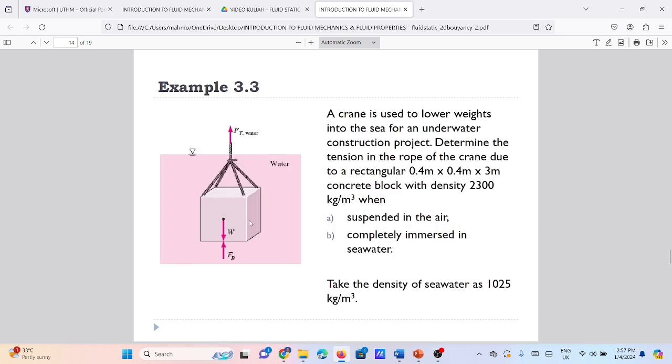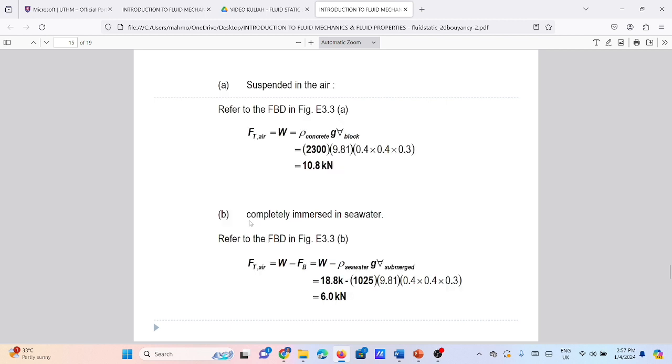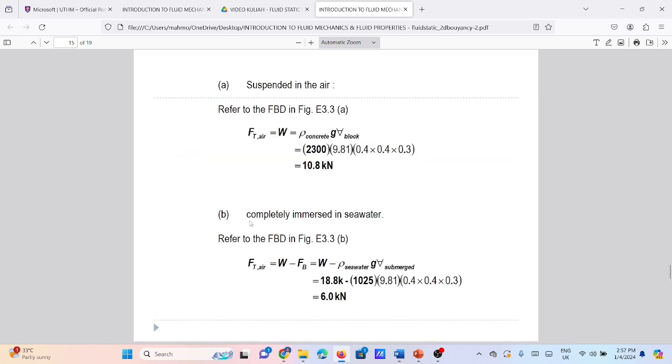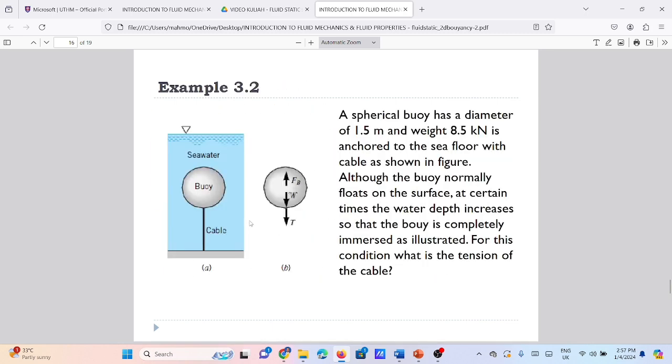So this is an example of the question, and try to solve it with your group. Okay, this is the answer to example 3.3. And then example 3.2: you have to try to understand it and try to do it with your group.